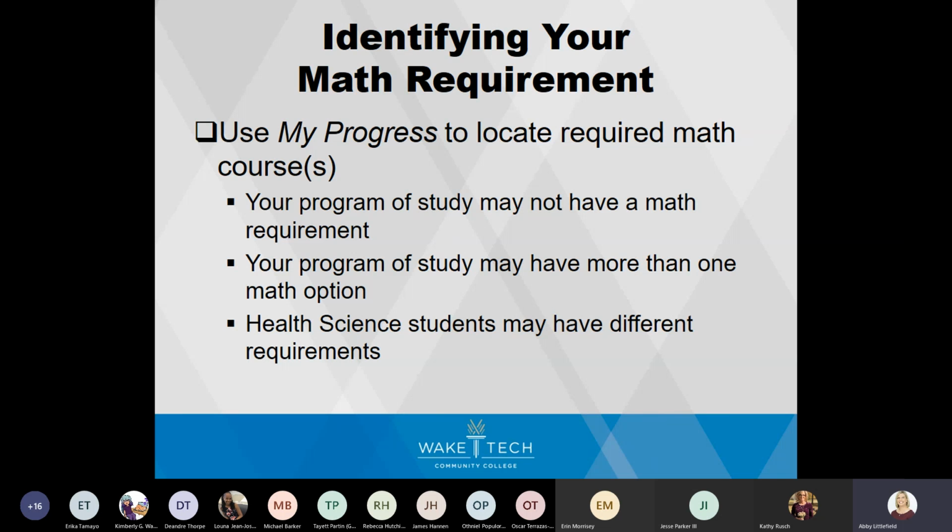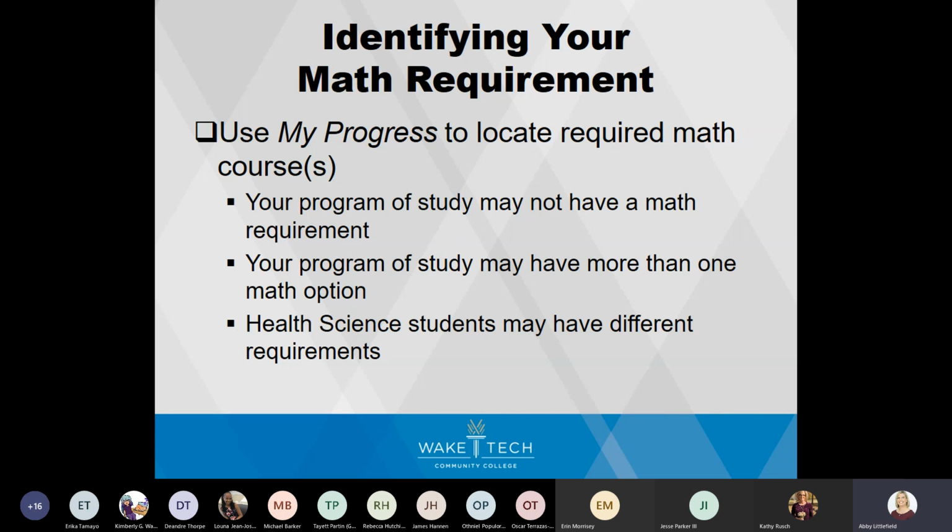You may also notice that not only do you have more than one math option, you may have more than one math requirement. For example, Associate of Engineering and Associate of Science degree requirements include multiple math classes. So in this case, for planning for the next semester, you're going to be looking at that next math class. Obviously, if there's more math to come, you're going to take those one at a time.